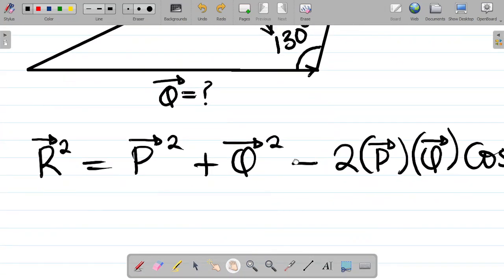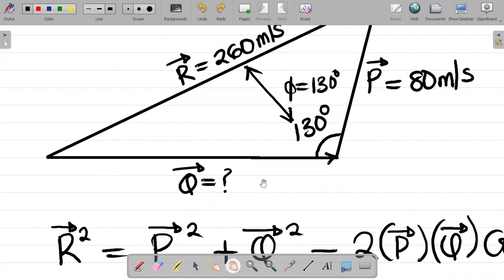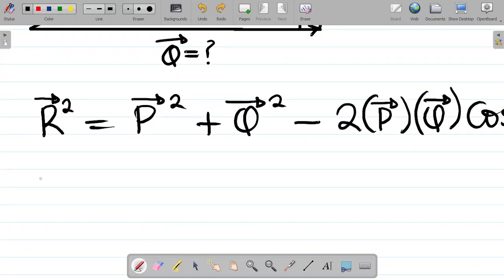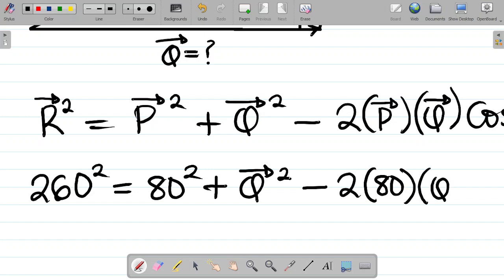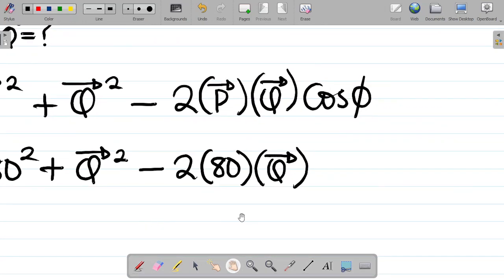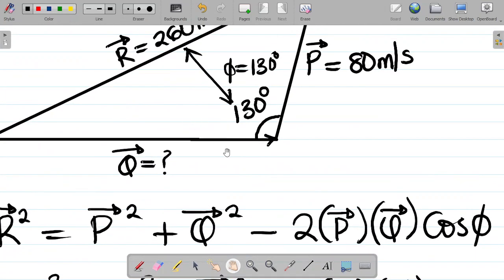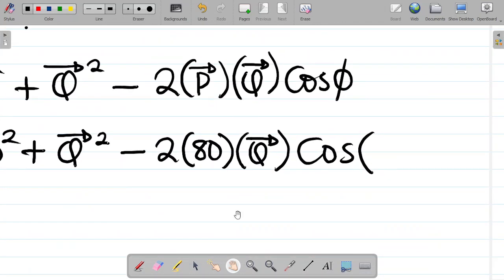All right, so we have these figures here. Let's put in values. What's the value of r again? If you go back to the question, r is 260. So this becomes 260 squared is equal to p squared. What's the value of p? p is equal to 80. So it becomes 80 squared plus q, which is unknown, we'll call this q all squared, minus 2 times p, again p is 80, times q, q is still unknown. So this times cos of the angle facing r, which is phi, that's 130 degrees.